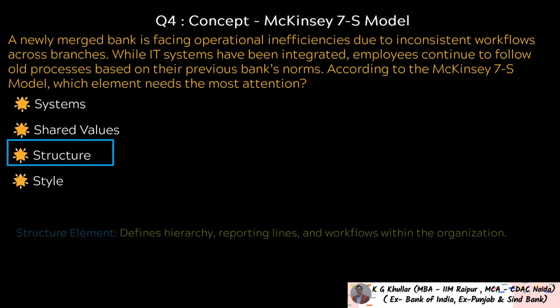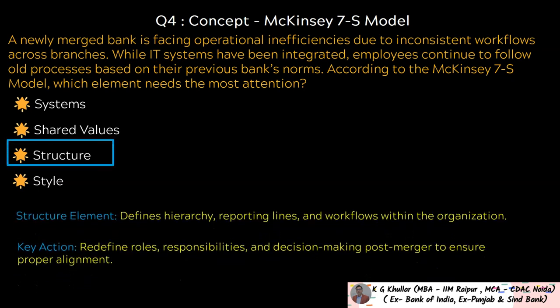So please note the structure element of McKinsey's 7S model refers to hierarchy, reporting lines, and operational workflows within an organization. In the given case study, despite the integration of IT systems, employees are still following old procedures due to lack of a clear structural alignment. So the bank needs to ensure that roles, responsibilities, and decision-making processes are redefined post-merger to align all employees with the new system. So friends, I hope the question is clear to you.